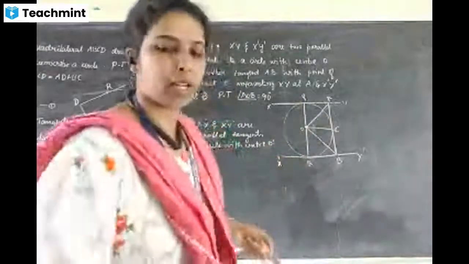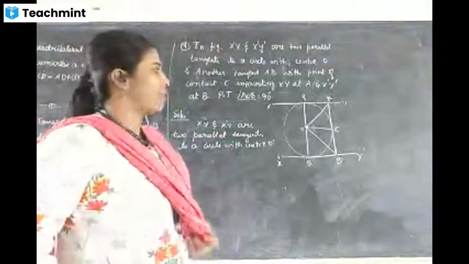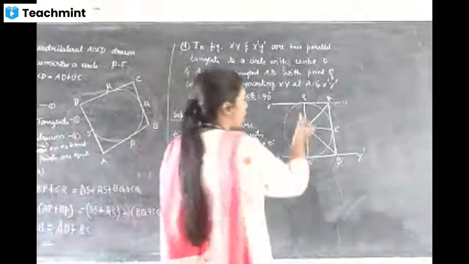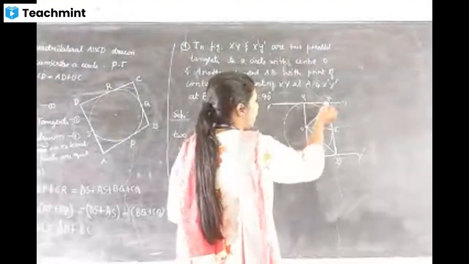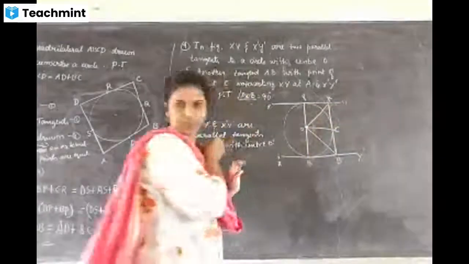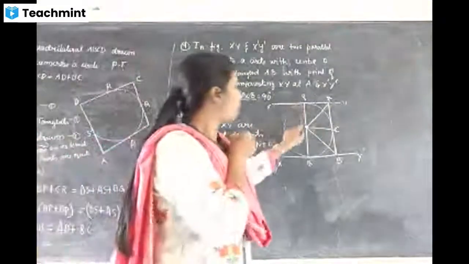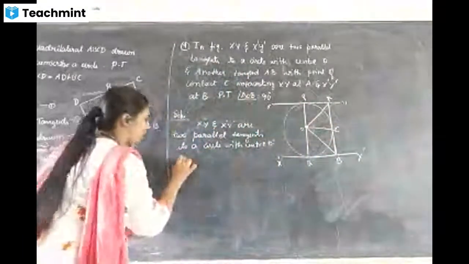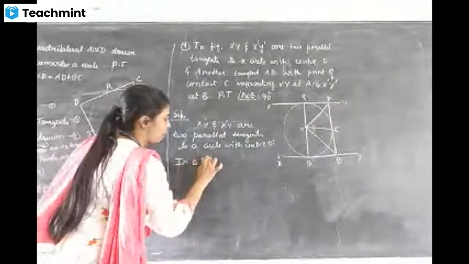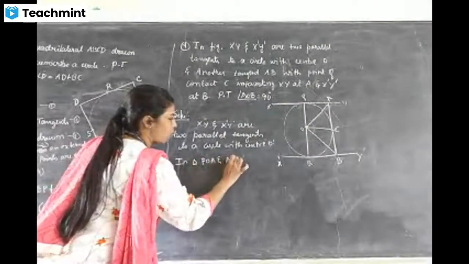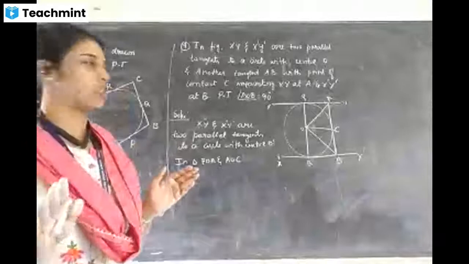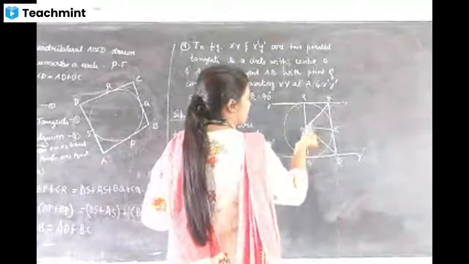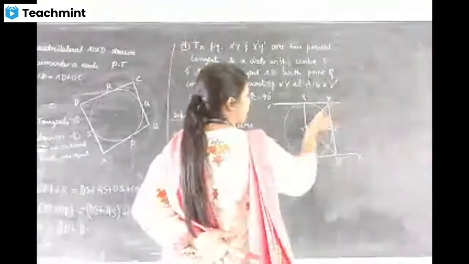Now I will select two triangles here, OPA and AOC. In triangles POA and AOC, first of all, our work is we must prove congruence. Yes, we'll start.